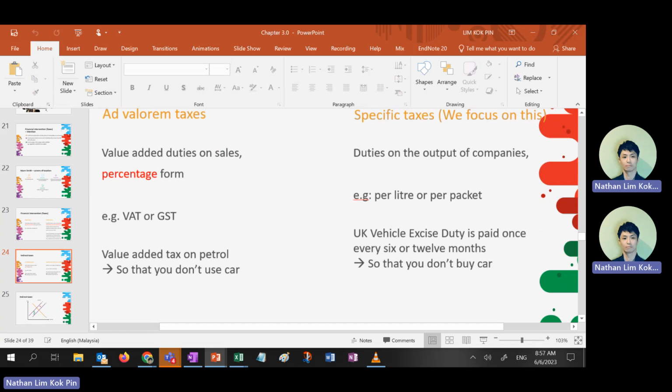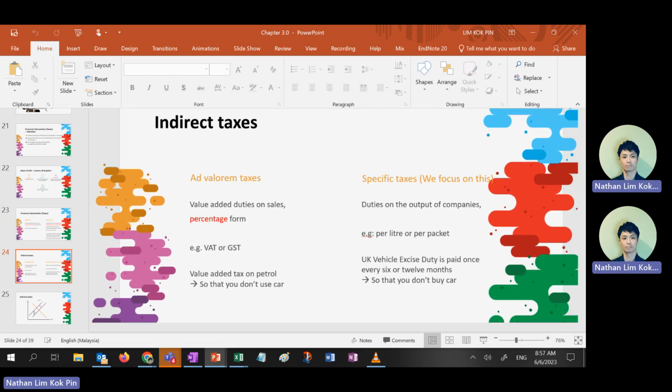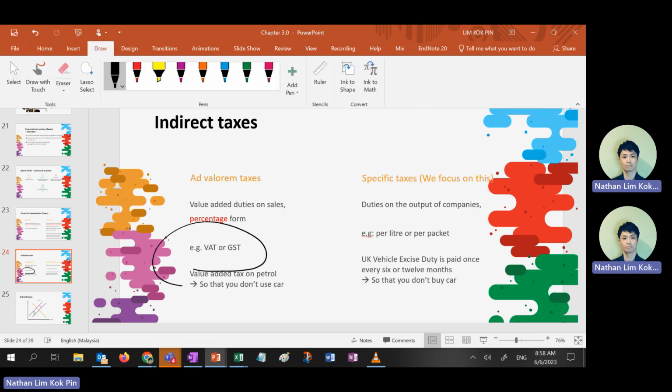Under indirect, there are furthermore 2 types of indirect. One is ad valorem, another one is specific. Ad valorem means percentage form. As long as you see the tax is in percentage, it's ad valorem, right? For example, VAT or GST. VAT is value added tax from the UK, GST was previously in Malaysia. After that, Malaysia changed it to SST. Now they want to go back to GST. Your government is still free, nothing to do.